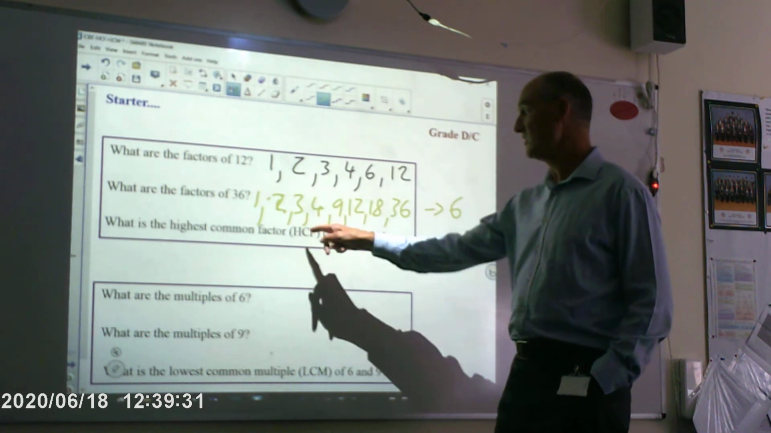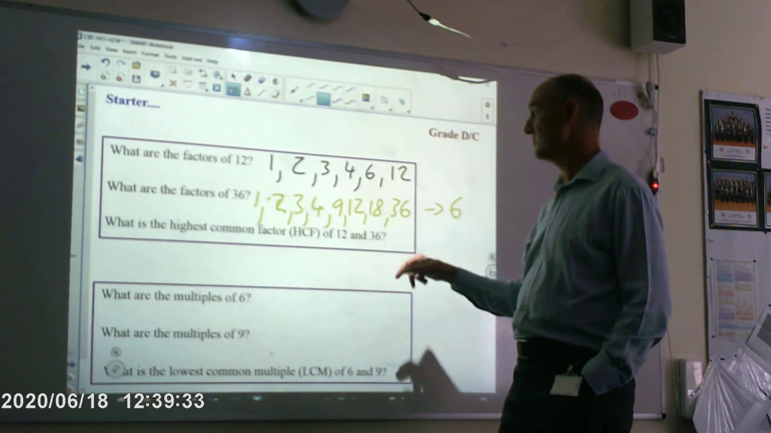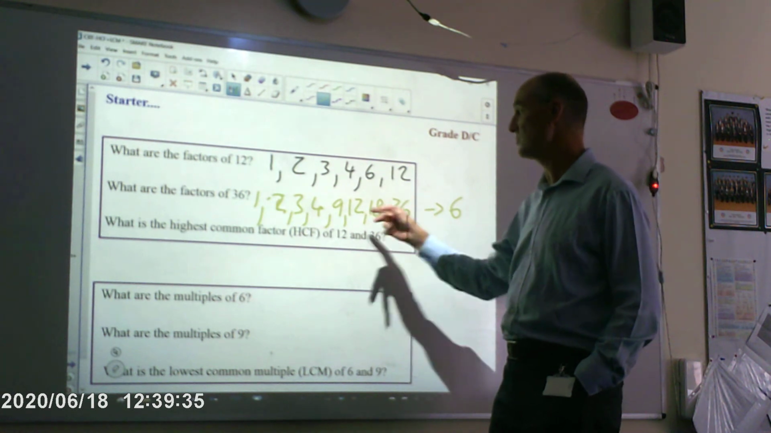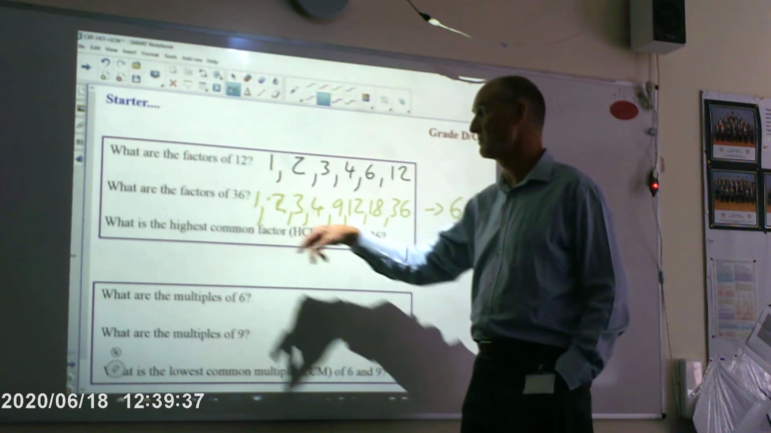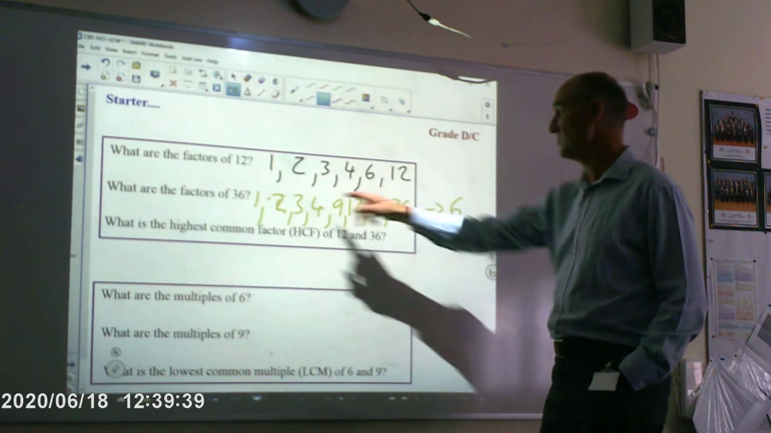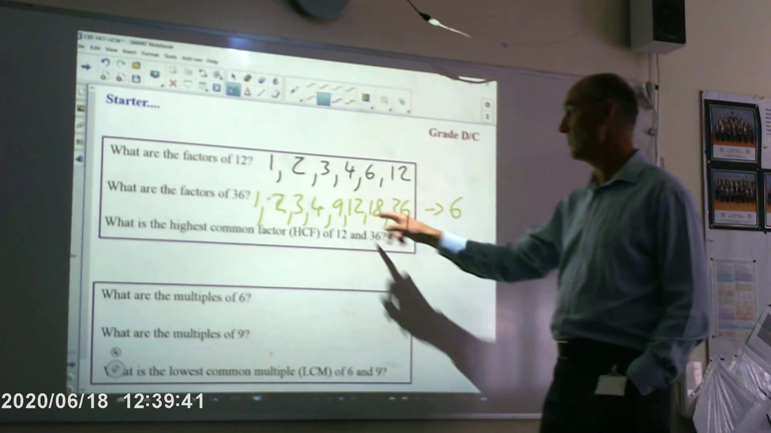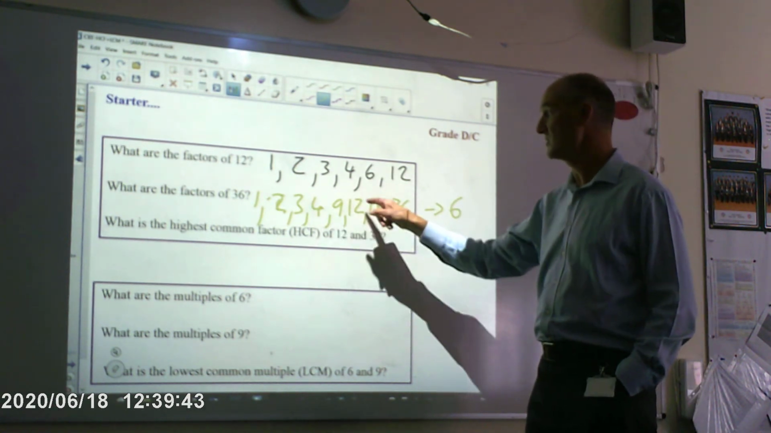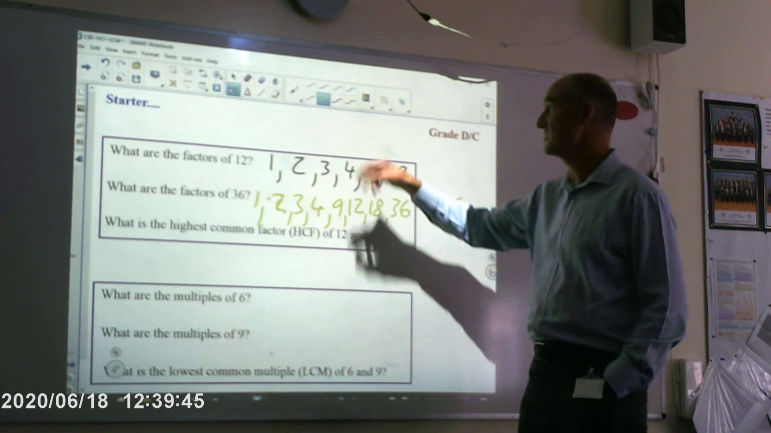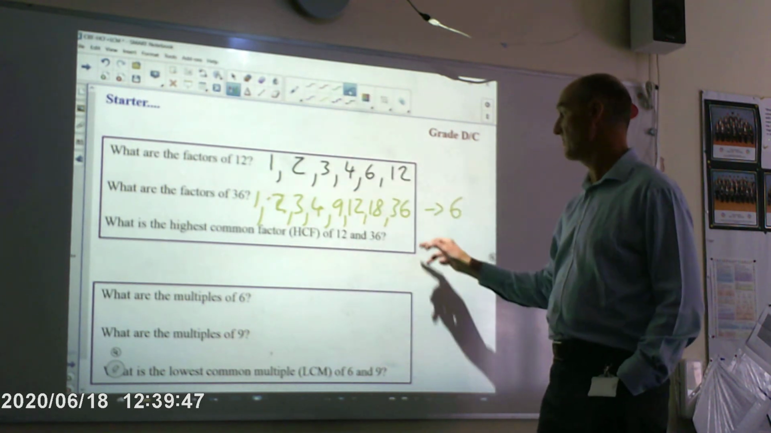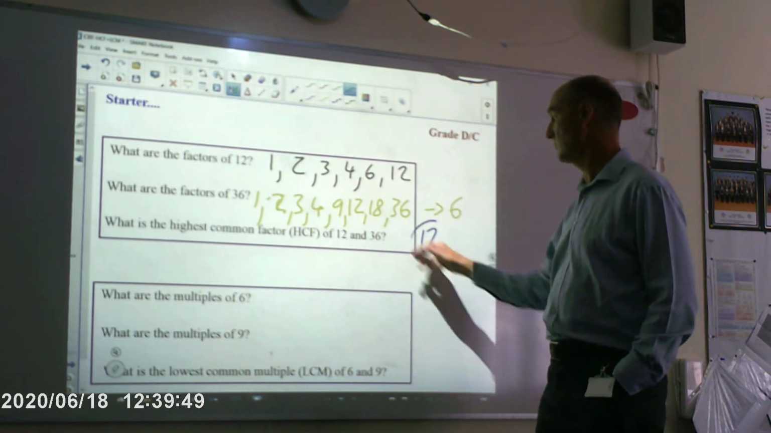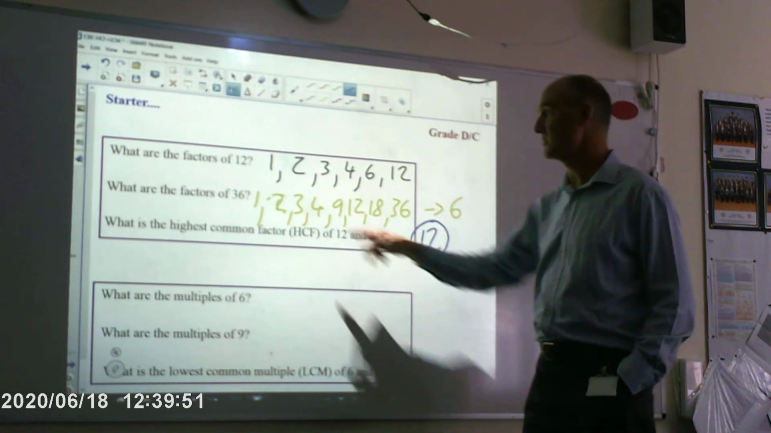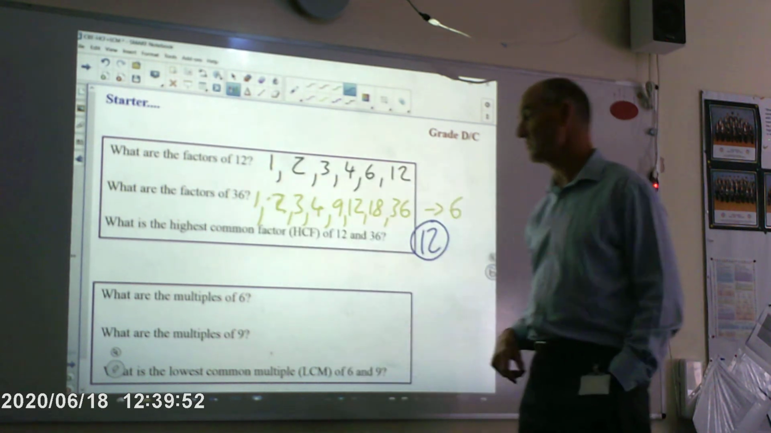So what is the highest common factor of 12 and 36? What is the highest factor that goes into both of those numbers? Look at the factors. What's the largest value that divides into both 12 and 36? And it is in fact 12. It's the largest number that goes into 36 and it goes into 12.